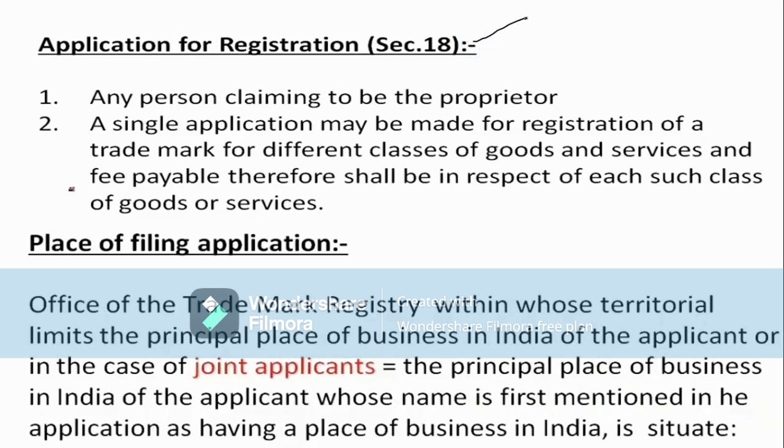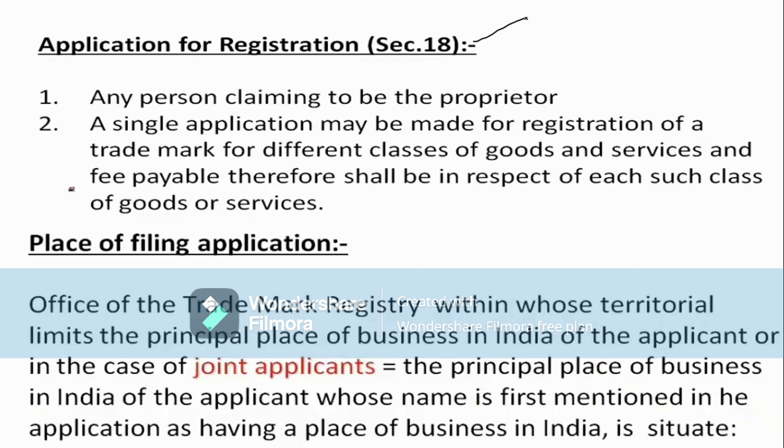So if we see, any person may be claimed to be the proprietor. The applicant may be a natural person, a body corporate, a partnership firm, Hindu undivided family, association, trust, or government body. Any person can be an applicant. He may be the proprietor who uses or proposes the trademark.